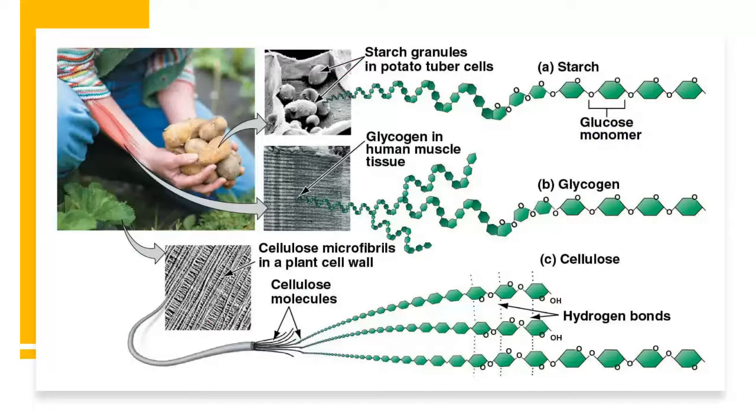And this is just a picture of starch, which you find in, for example, potatoes, and this is glycogen, which you find in animals, and this is cellulose, which you find again in plants, in the cell walls of plants.